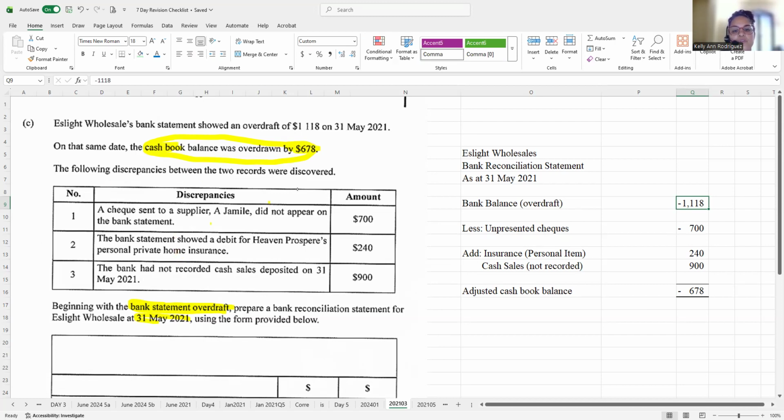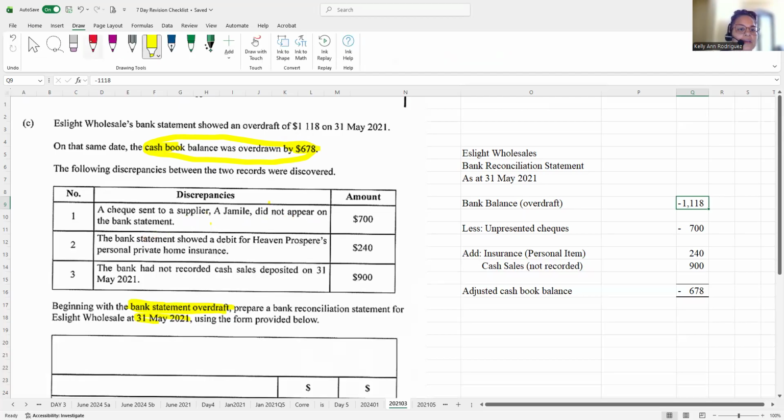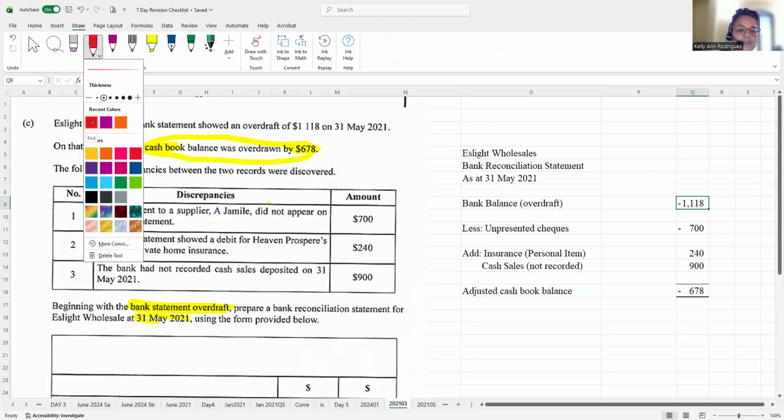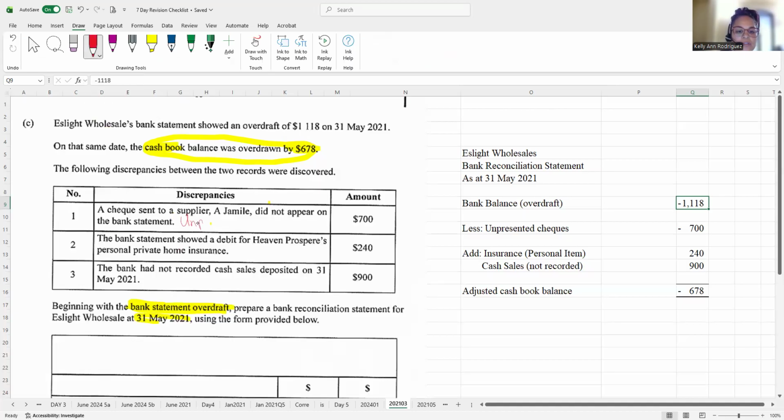The following discrepancies between the 2 records were discovered. Hence the reason why they tell you to start with your bank statement balance. A check sent to supplier A. Jamil did not appear on the bank statement. So what do you call this? That you issued a check to someone and they didn't cash it? It's called an unpresented check. So you have an unpresented check of 700. The bank statement showed a debit of Heavens Prosperi personal private home insurance. So there is something for home insurance in the bank statement. That is something personal, an insurance, a personal item.